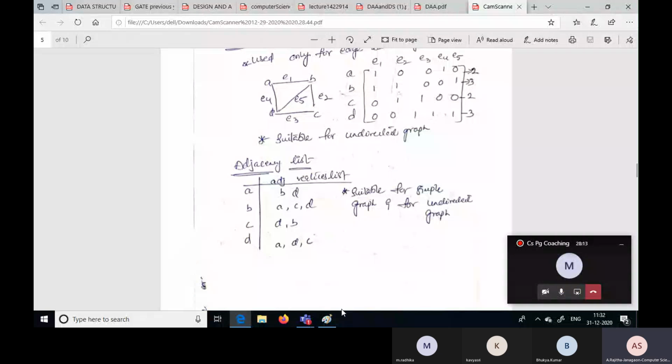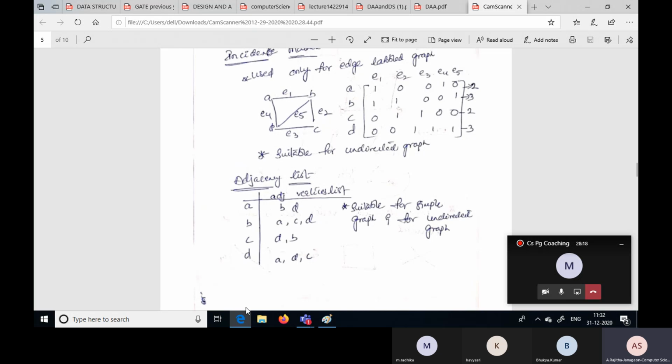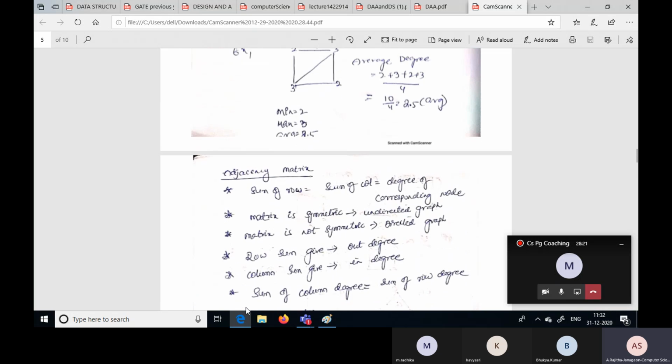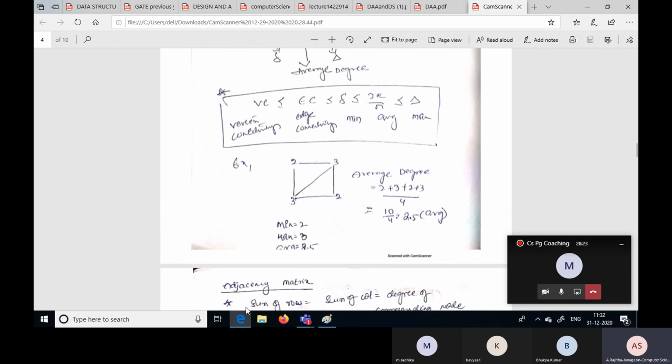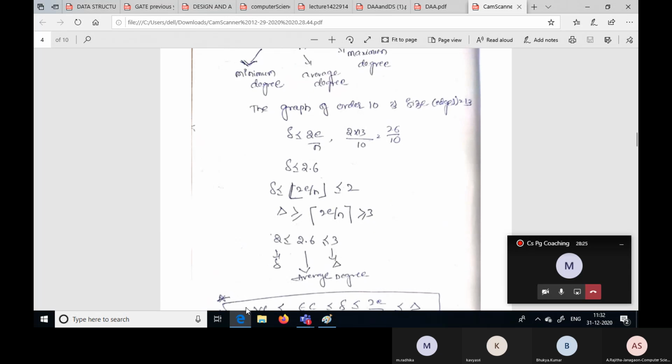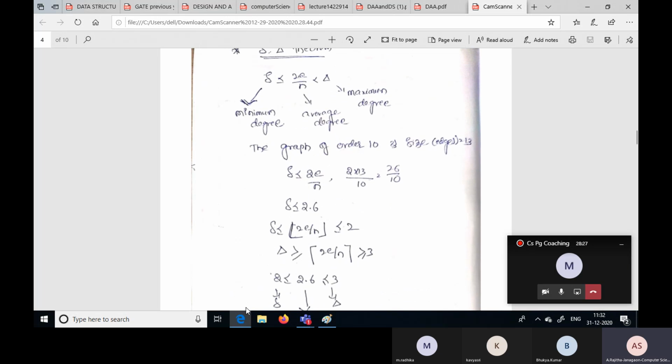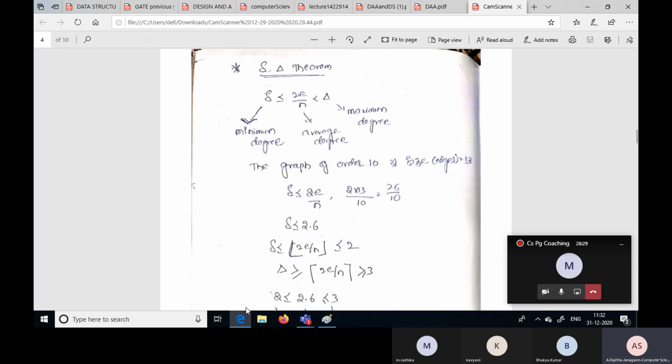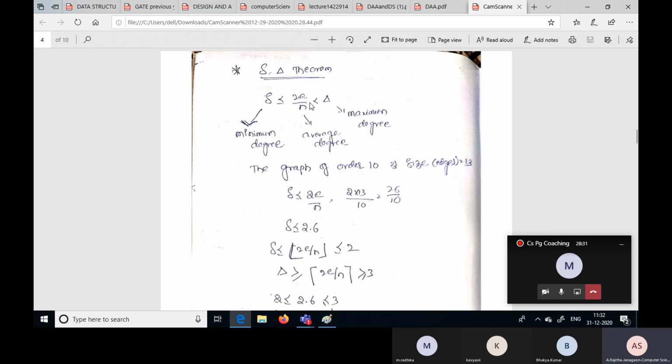Now next concept. Before going to operations on graphs, first we can discuss this theorem. This is an important concept: minimum degree delta is less than or equal to 2E by n, which is less than or equal to capital delta, the maximum degree.